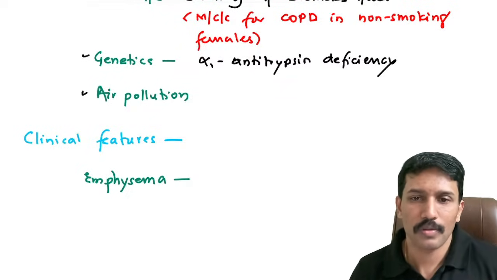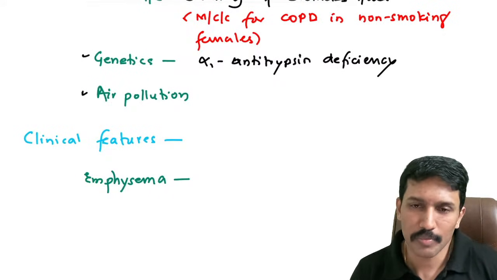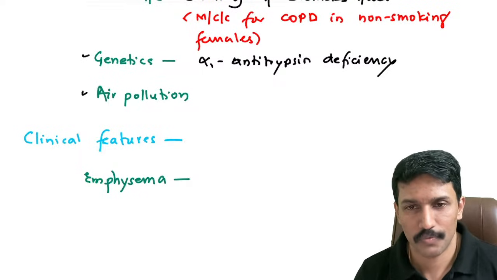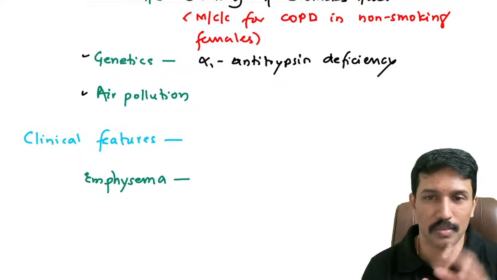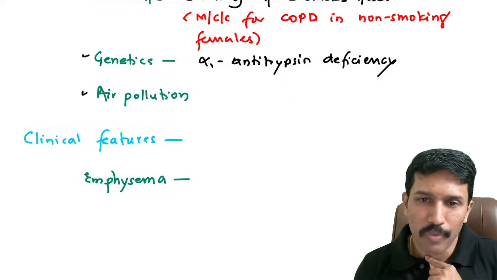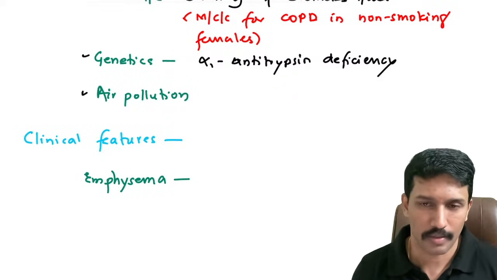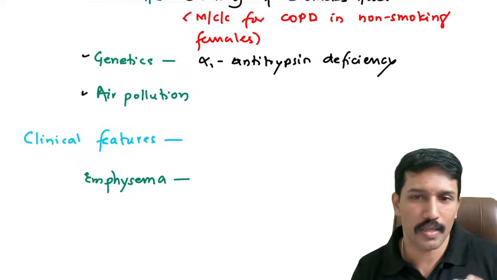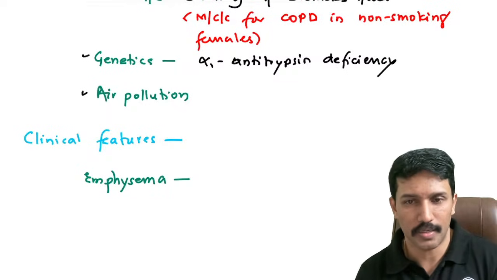It depends on which part of the respiratory system a disease is affecting. We classify the respiratory system into upper and lower. From the nose till the end of the larynx is the upper respiratory tract. Below the larynx, that is trachea, bronchi, and the lungs, is the lower respiratory tract.